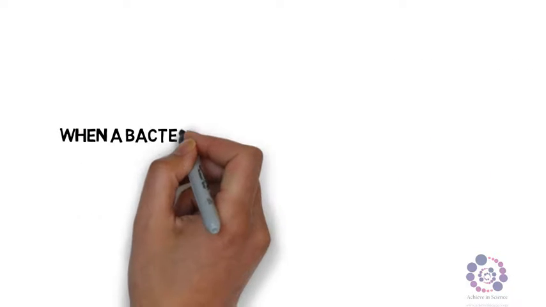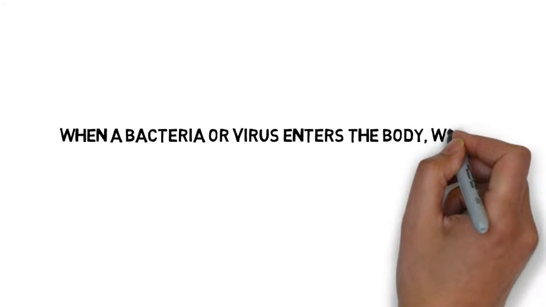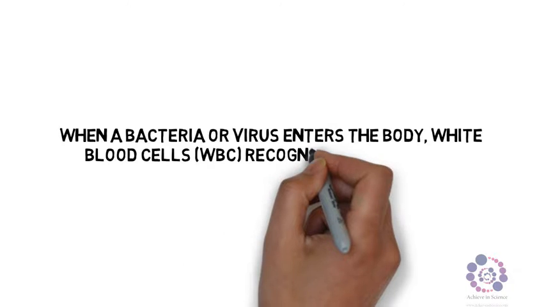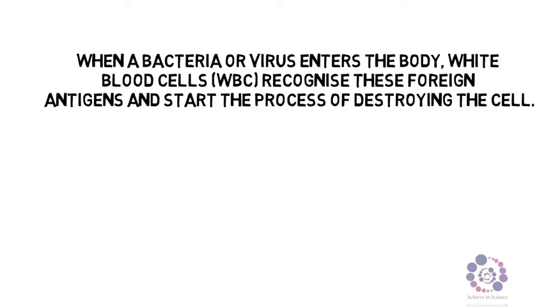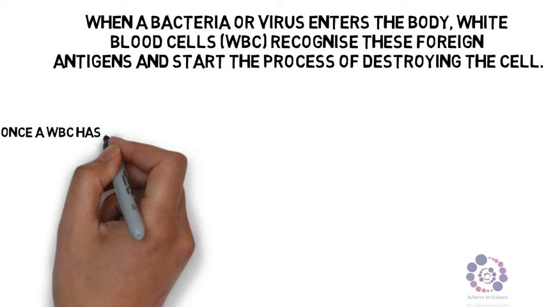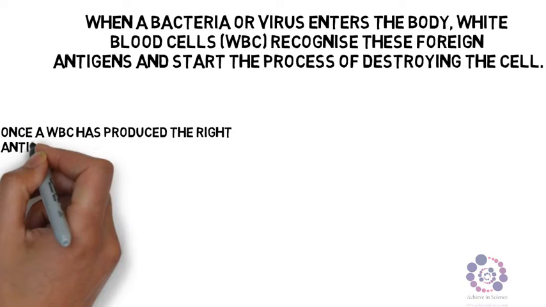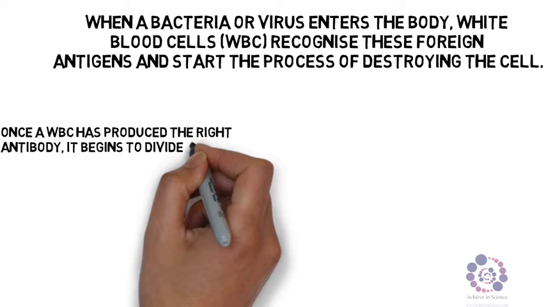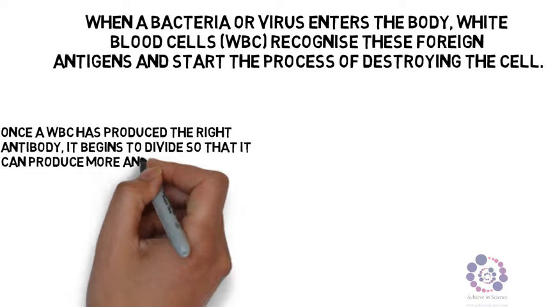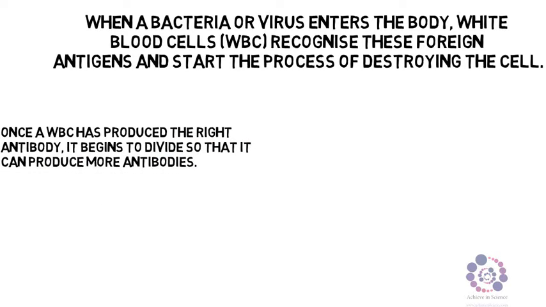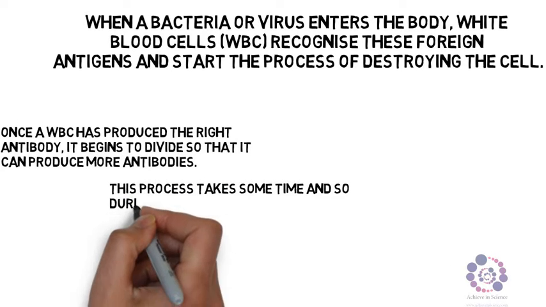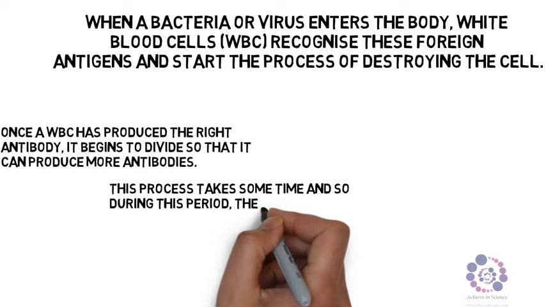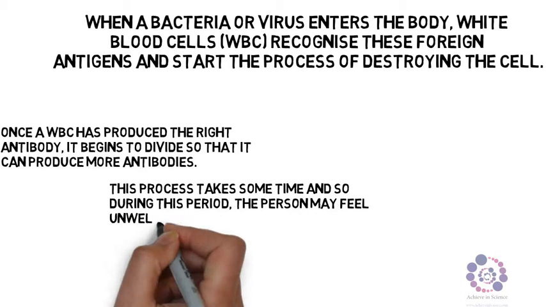Now this is important because when a bacteria or virus enters the body, the white blood cells will recognise these as being foreign because it won't have met these antigens before, and it will begin the process of destroying it. So first, the white blood cells will produce the right antibody. Once it's done so, it will divide so it can produce even more antibodies. This process though takes some time, and during this time the person can feel very unwell.